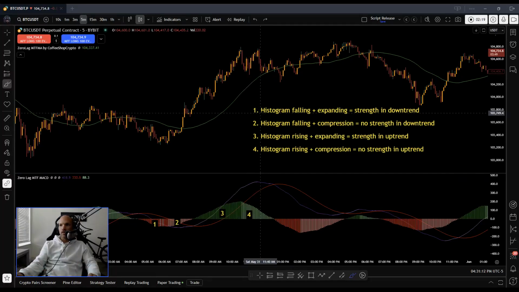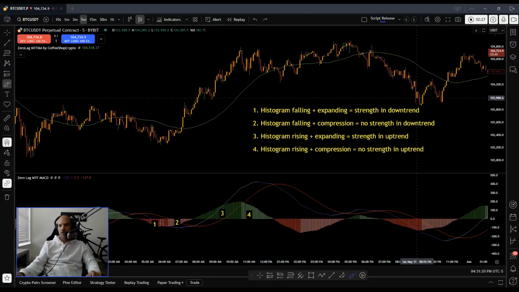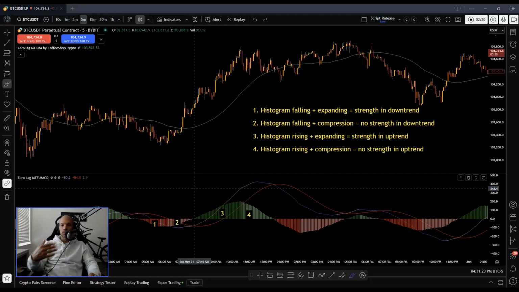So I wanted you to realize what that means. So over here, it said if the histogram is falling and it's expanding, then you have strength in your downtrend. Okay. So, and that's here. And you need to know price action first. Do you have higher highs, lower lows, right? You need to know what you have going on here.